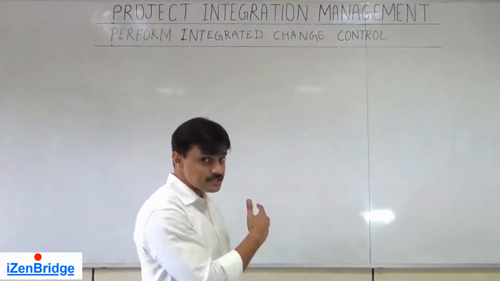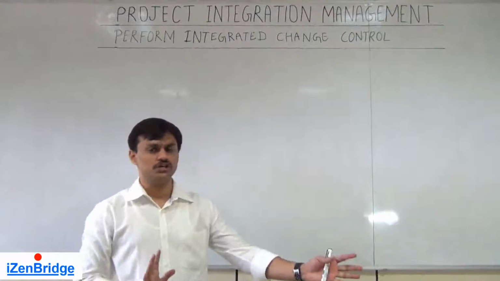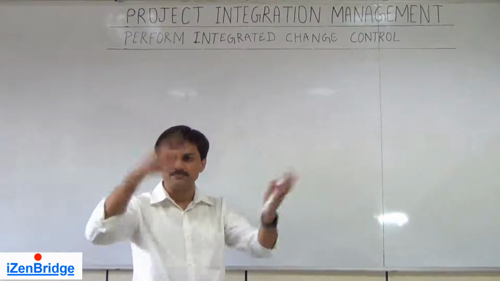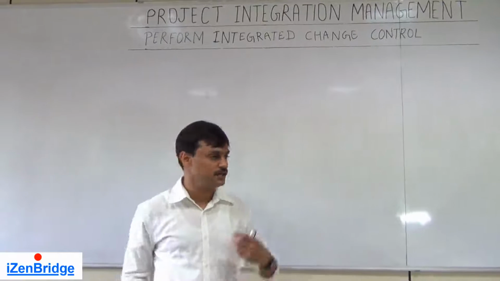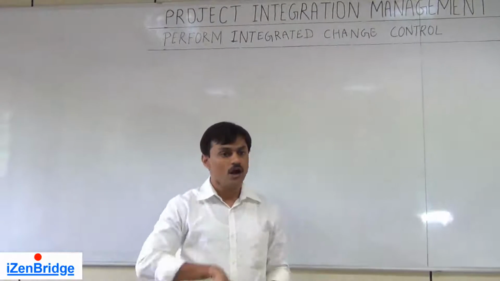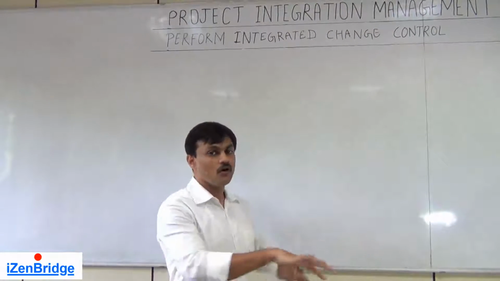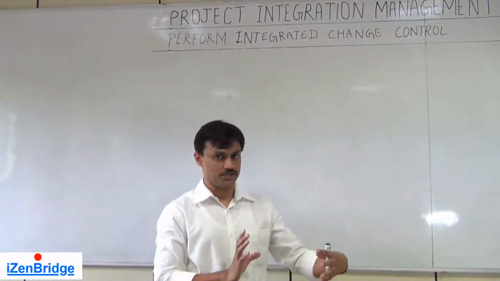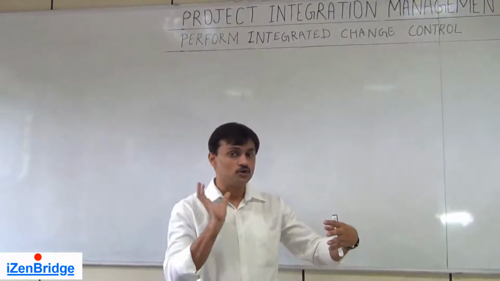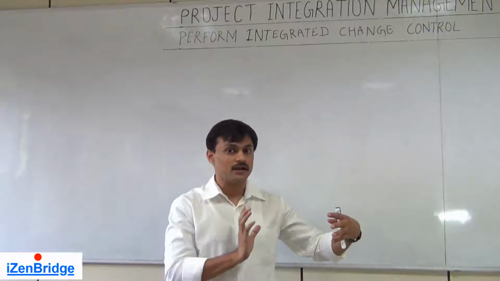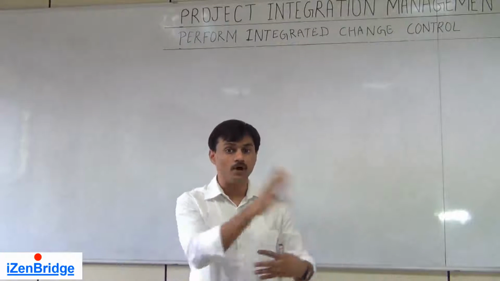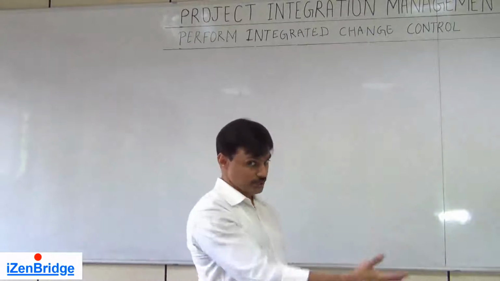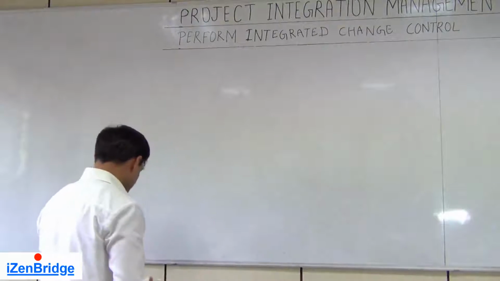So this process is all about integrating the change requests. You get change requests from various places. I want to delay this activity. I want to increase this particular cost. I want to change this person. All these things have to be integrated, and we need to look at the overall impact of these requests on a project before we approve them. So let's see how that happens.